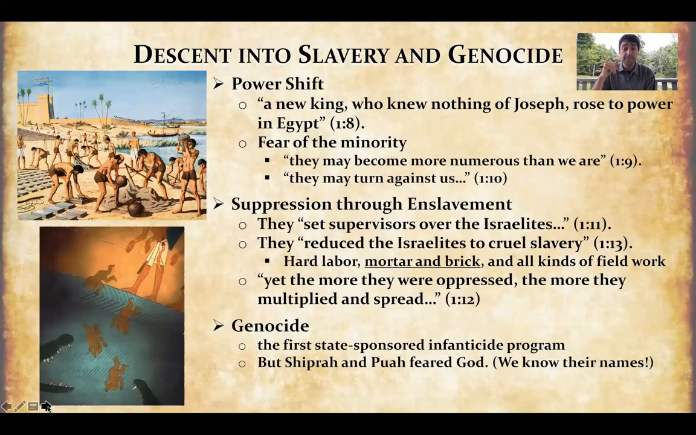Now, really, they were fearing God. They didn't want to kill the male children. And so it says on two occasions that God rewards them. God dealt well with the midwives. God built up families for them.